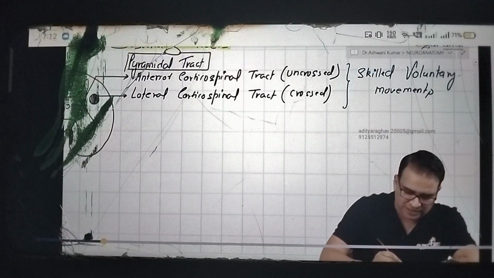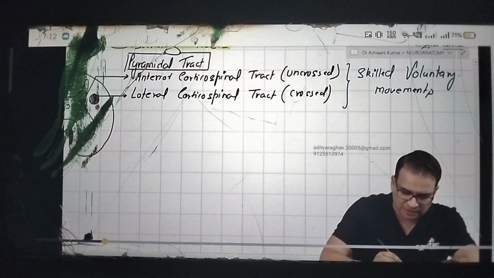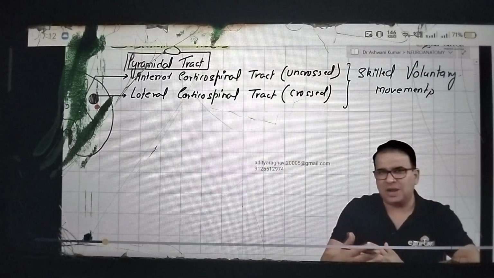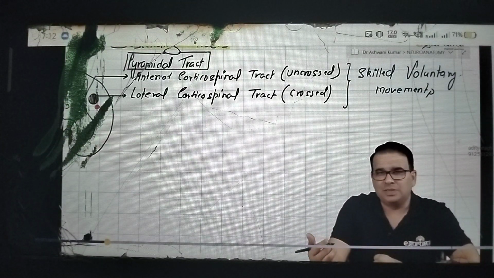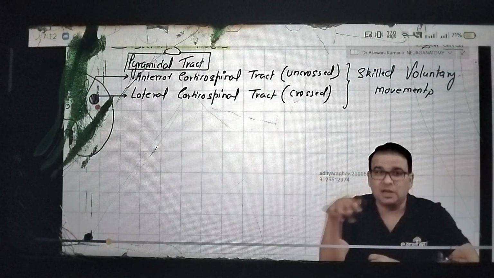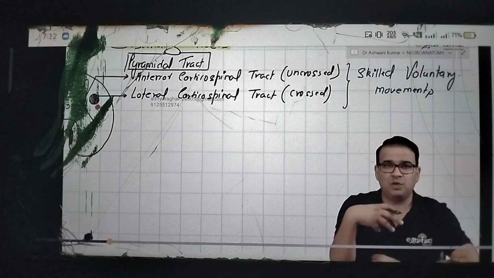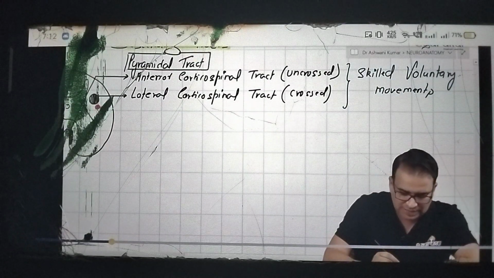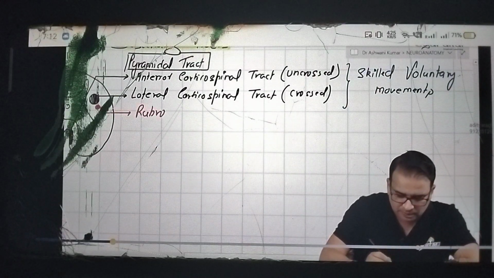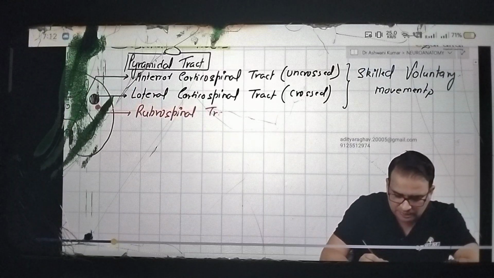Then we have a tract which is present very close to the lateral corticospinal tract. This tract is very well developed in the lower animals; in humans, it is basically the part assisting the corticospinal tract, coming from the red nucleus. Now, we do have the red nucleus and we have a higher center also. In certain lower animals, this tract coming from the red nucleus is the highest type of motor neuron system for them. So in us, it is coming from the red nucleus, and the name given to this obviously is rubrospinal tract.